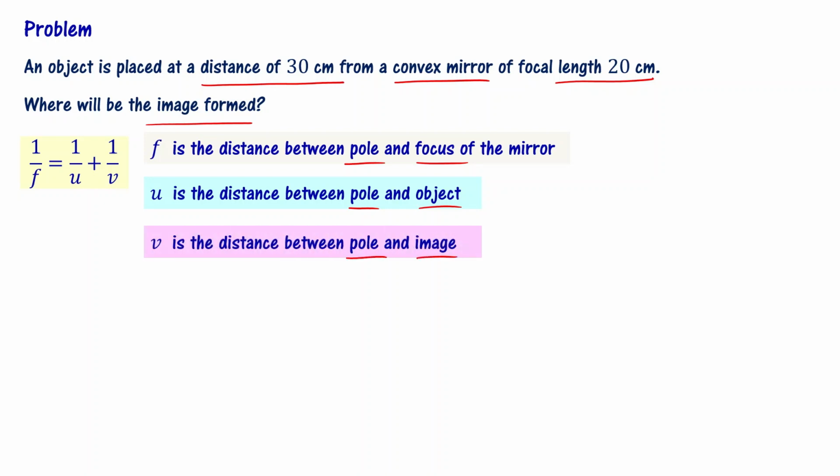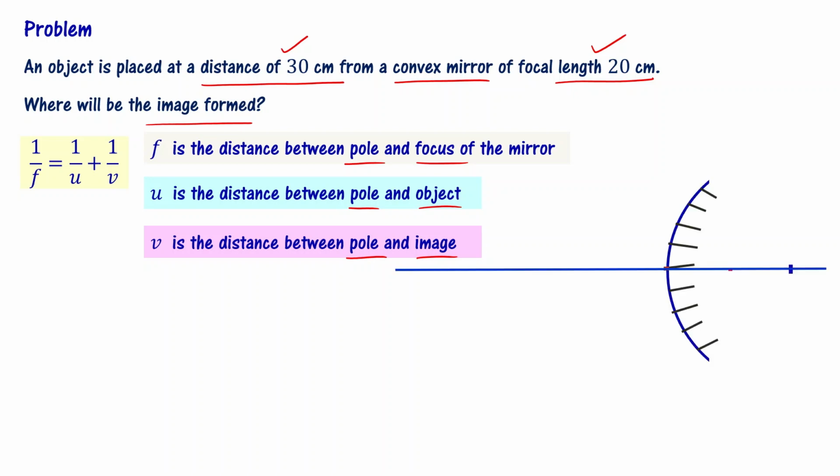Right? They have given us f. They have given the distance between object and the mirror as 30 centimeters. But we don't know the sign yet, right? For that, let us draw a convex mirror. This is the pole, this is the focus, and this is the center of curvature, right?